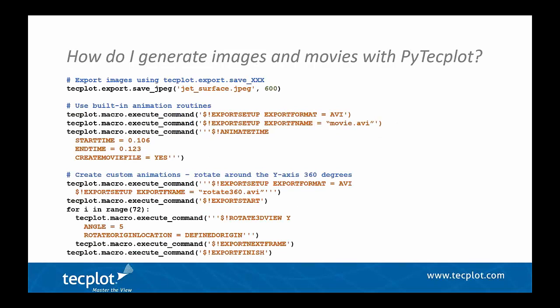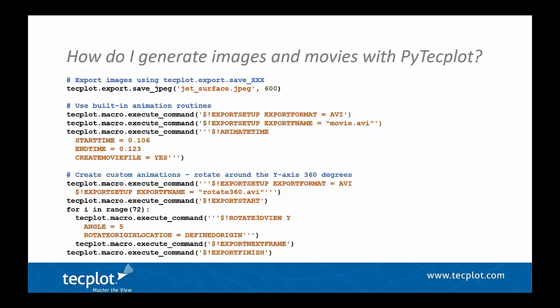Okay, next question. How do I generate images and movies with PyTecplot? Okay, well, we've already seen an example of creating an image. We just showed that up at the top here where we use the save JPEG function. It's under the export namespace. And while the API is fairly complete on the style side, it does have some holes in it, and one of them is movie creation. And so we can resort to using the macro language to create movies.